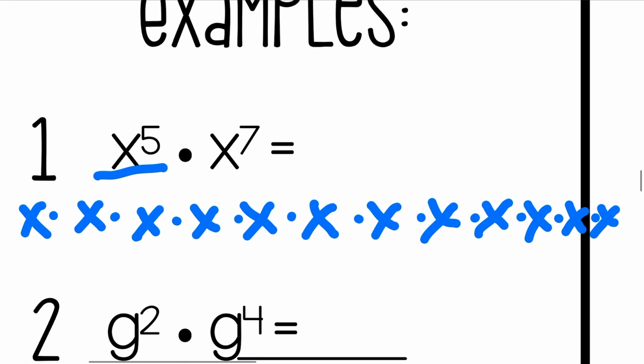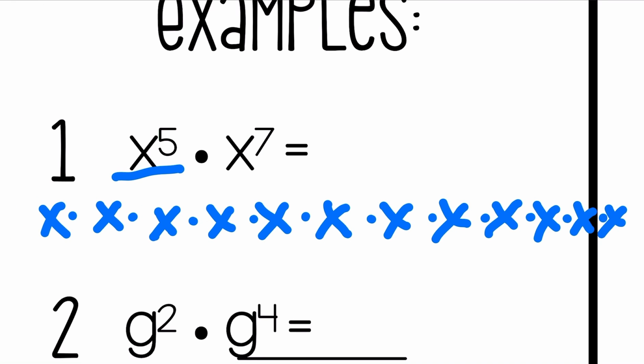Well, now we just have a bunch of x's in a row. Okay, well, that's the expanded form. So let's squash that back down again. How many x's do we have now? We got 1, 2, 3, 4, 5, 6, 7, 8, 9, 10, 11, 12. So our answer would be x to the 12th.